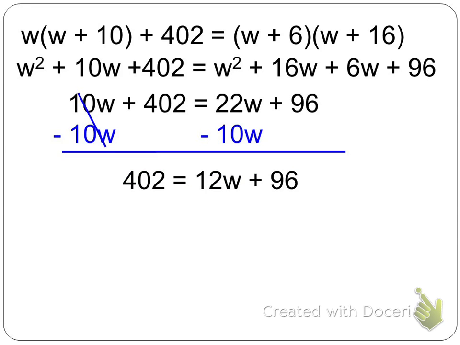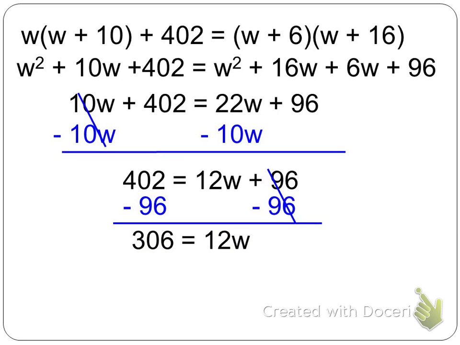All right, so I end up here. 402 equals 12W plus 96. Then what? Subtract the 96 from both sides. We end up with 306 equals 12W. And finally, divide by 12. What's W going to equal? 25 and a half, or 25.5.